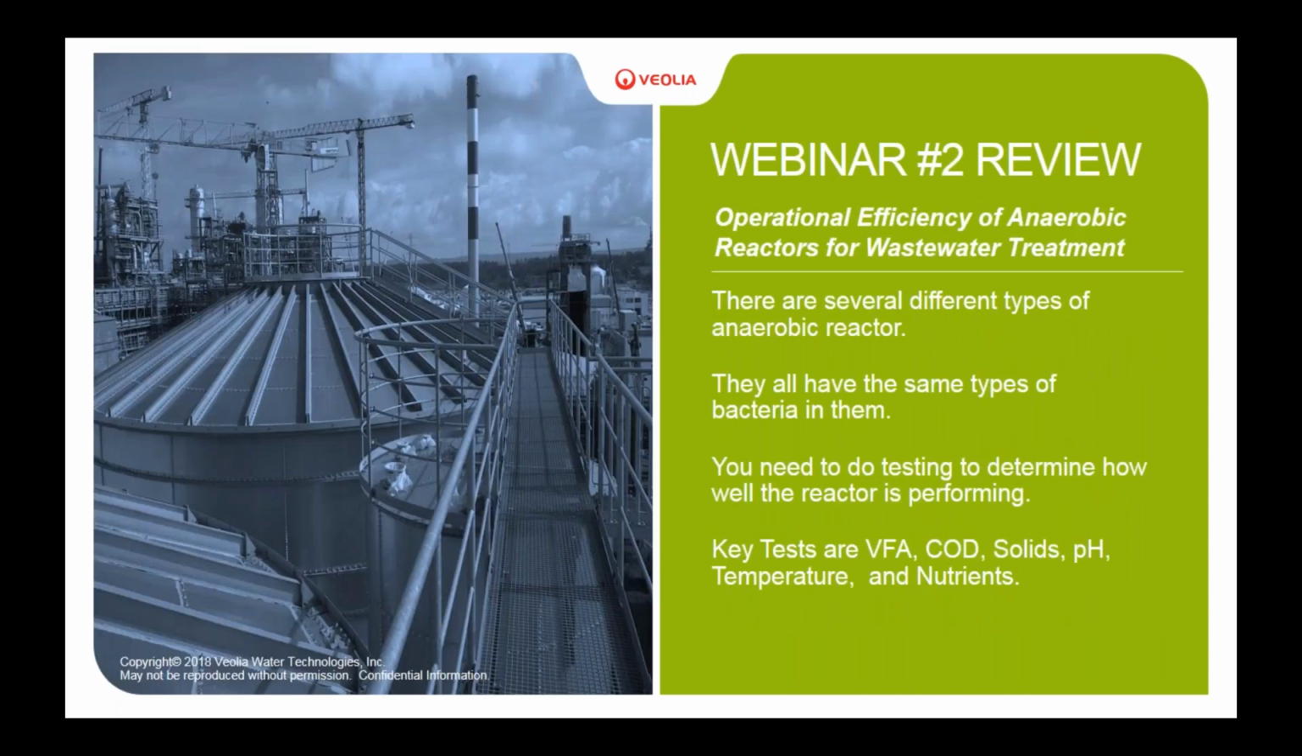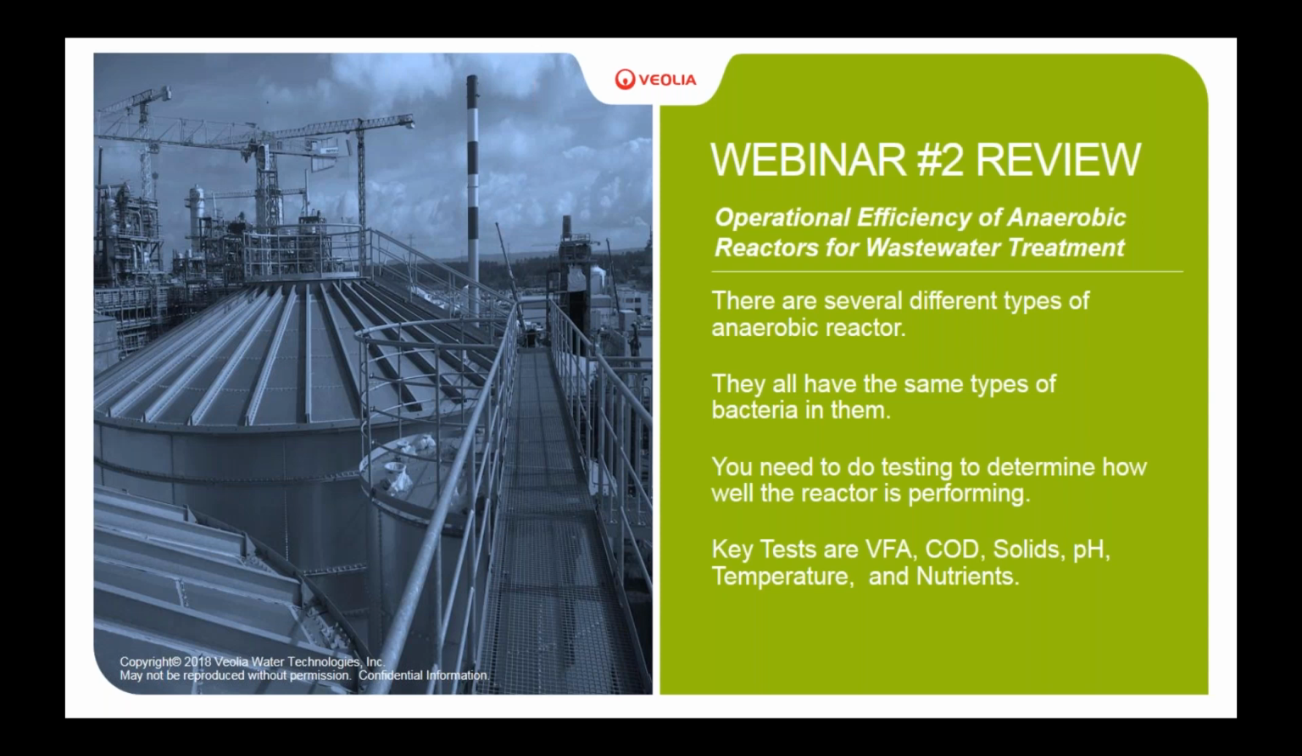In our second review, we looked a little bit at the operation and efficiency of the system. We went over the different types of anaerobic reactors: the high-rate reactors, lagoons, and CSTRs, recognizing that all of them have a lot in common and have the same bacteria in them. So a lot of things are equal between them when it comes to looking at the operation of a system and how they run well or do not run well.